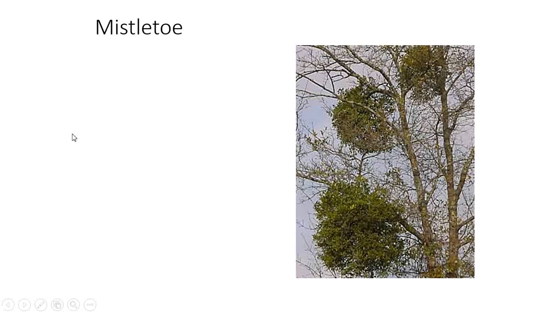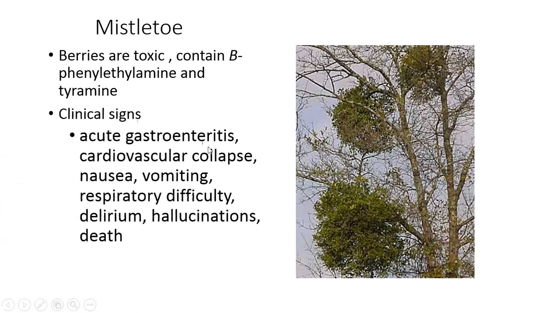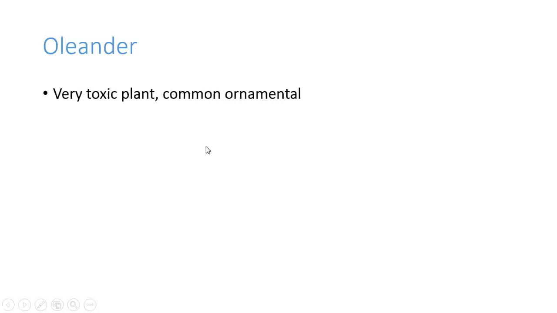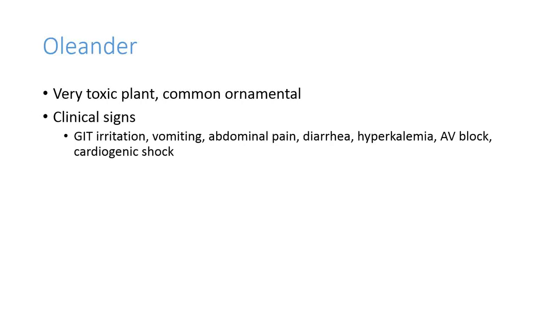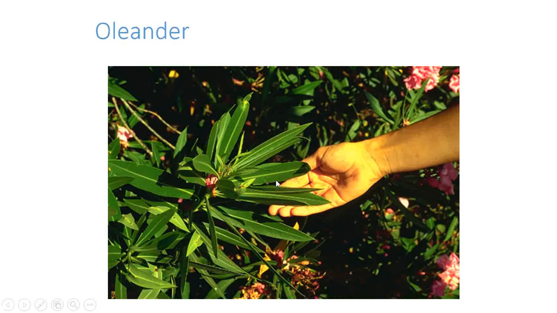Mistletoe is a parasite on trees. We see this around Christmas time. The berries are toxic, contain synthetic amines, and cause pretty severe gastroenteritis in dogs. Oleander is a very toxic ornamental plant. When I show it to you, you'll recognize it, but it can cause cardiac problems, abdominal pain, diarrhea, and cardiogenic shock in dogs. This is the oleander plant. You've probably seen this growing around here, with the stems and leaves looking like this.